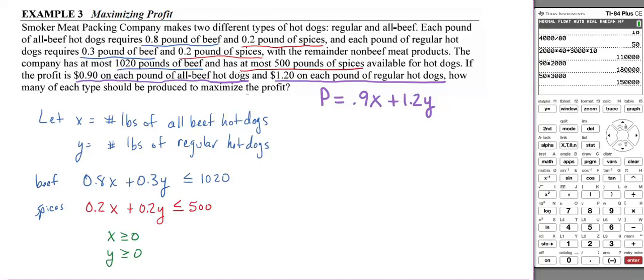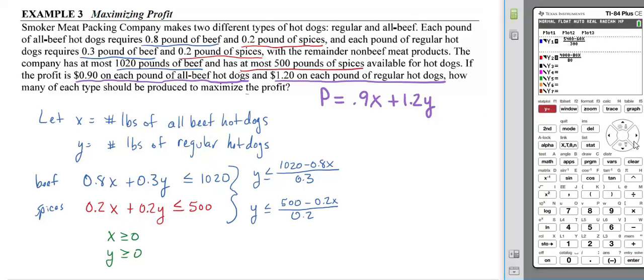Let's go ahead and get these constraints into the right form to put into our equation editor. We're going to have y is less than or equal to 1,020 minus 0.8x, all divided by 0.3. And here, y is less than or equal to 500 minus 0.2x, all divided by 0.2.